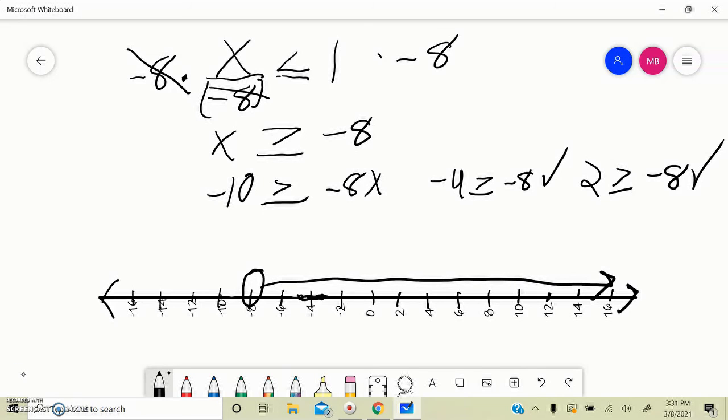So this has been multiplying and dividing with negatives using inequalities. The only difference from equations is I have to flip that sign. All right, I want to flip that sign, solve my inequality first, then I want to graph.